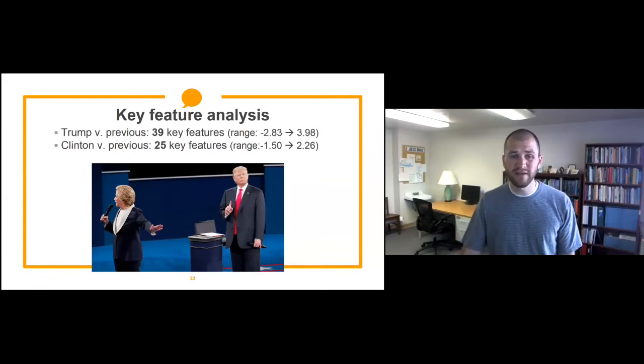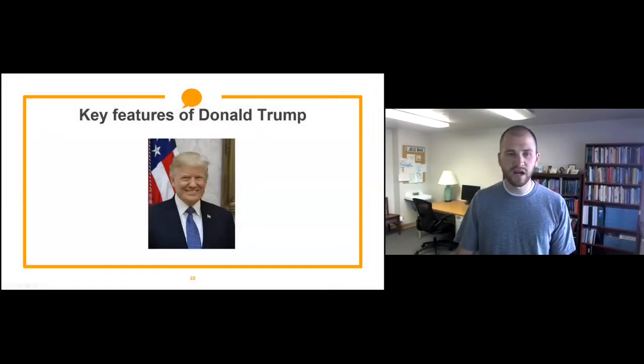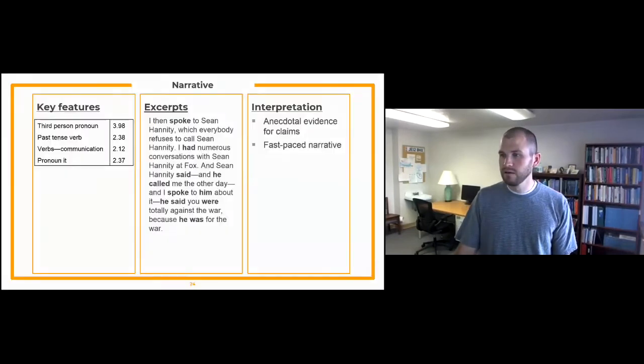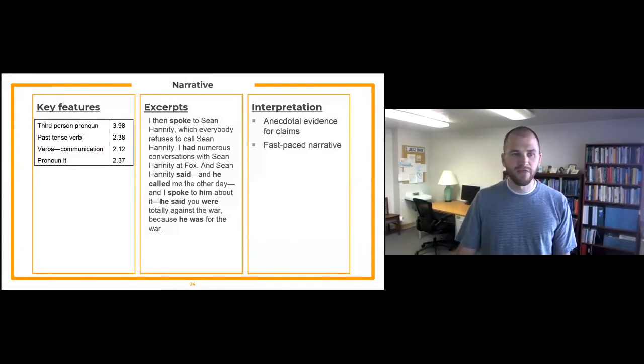Clinton only had 25 key features emerge, and you can see the range was much smaller. Again, it seems like she was just less distinctive. Trump was more different from previous candidates than Clinton was, both lexically and grammatically. Okay, so let's talk about key features of Donald Trump. The first set are related to narrative: third person pronouns, past tense verbs, communication verbs, and the pronoun it. These should look familiar to anyone who's done multidimensional analysis and has seen a narrative dimension emerge.